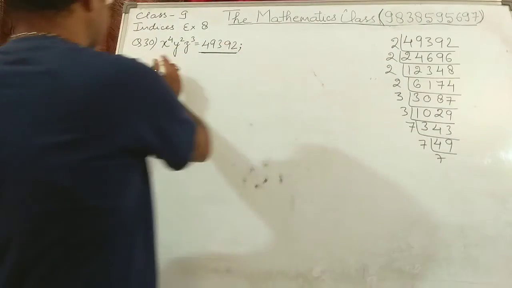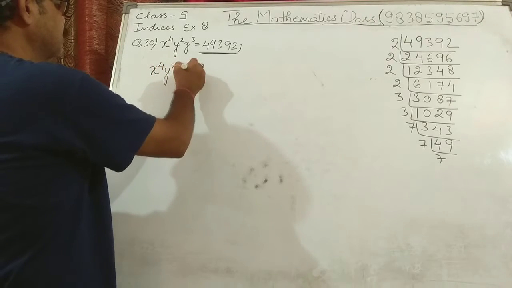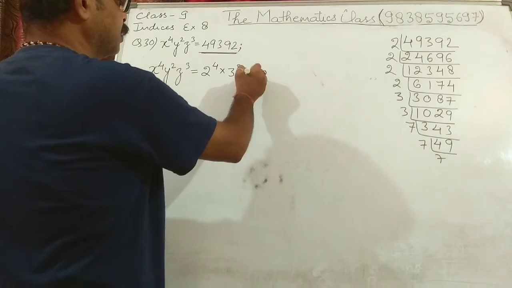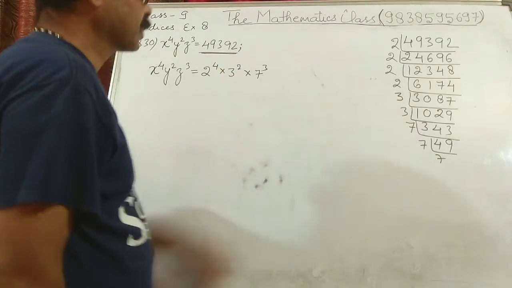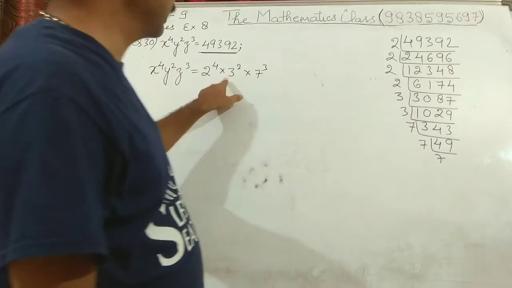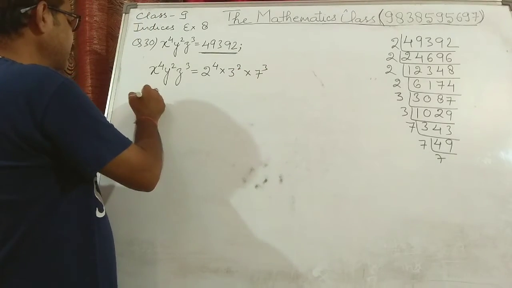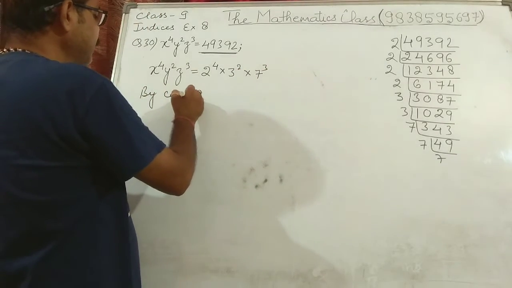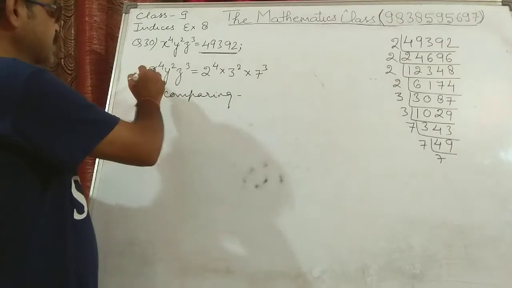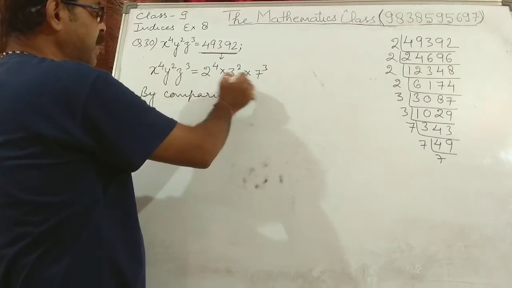It means this number, x to the power 4, y square, z cube, can be written as 2 to the power 4 into 3 to the power 2 into 7 to the power 3. 4 2s, so 2 to the power 4, 2 3s, so 3 square, and 3 7s, so 7 cube. Now by comparing, this is again a new thing for you. Why are we supposed to compare? Because they say x, y and z are prime numbers, and this number we have broken into prime factors.